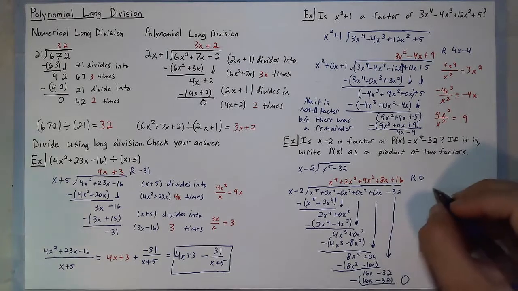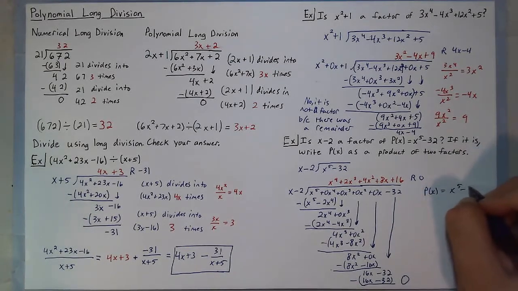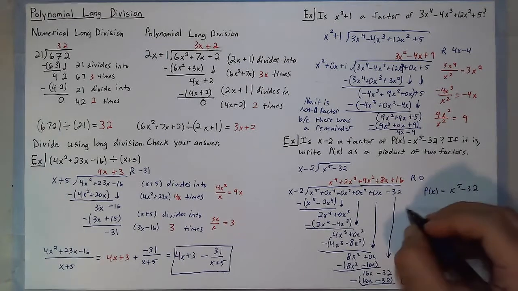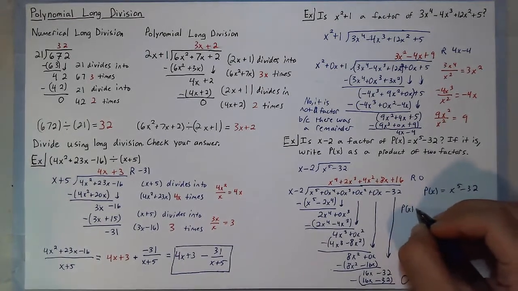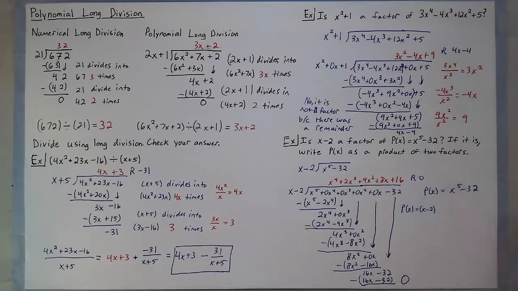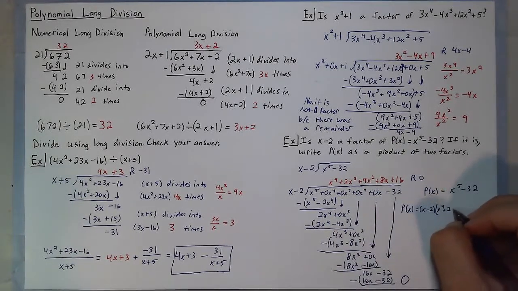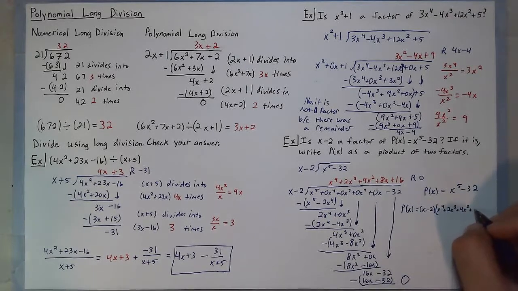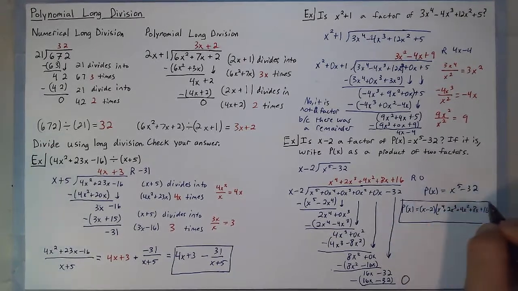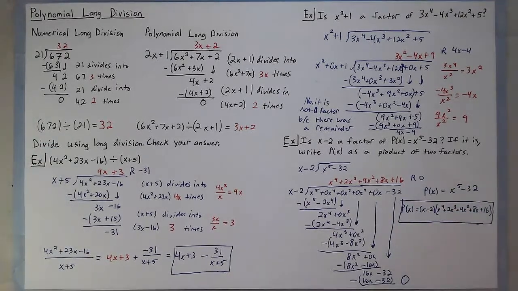So I can rewrite p of x, instead of x to the fifth minus 32, I can rewrite it as x minus 2 times x to the fourth plus 2x cubed plus 4x squared plus 8x plus 16 as those two factors. And that is how you use polynomial long division.